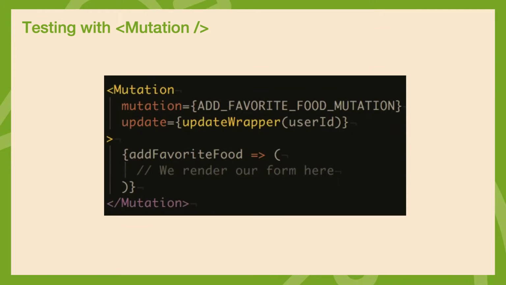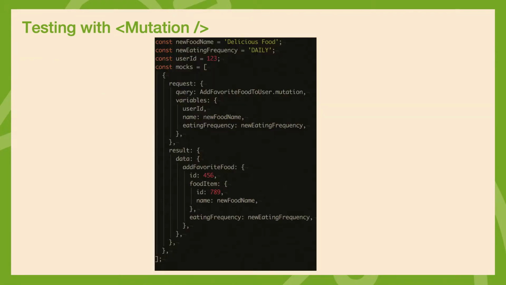Mutations, right? Mutations is the other side of the GraphQL world. Mutations, you're actually set up the same way. We've got a mutation component here. This is that form. This is at least the wrapper for that form, where we've got our mutation, it takes an update function, and then we render our form inside of that. Testing this is exactly the same. So we've got some variables that we're declaring at the top, and then we're declaring the mocks that we want to pass to that helper function.